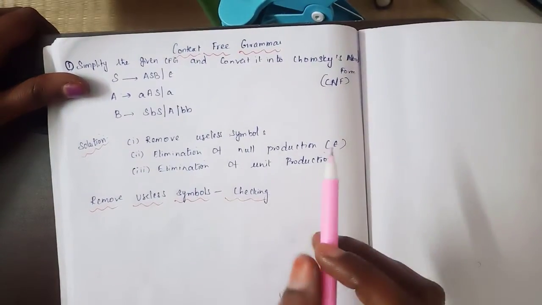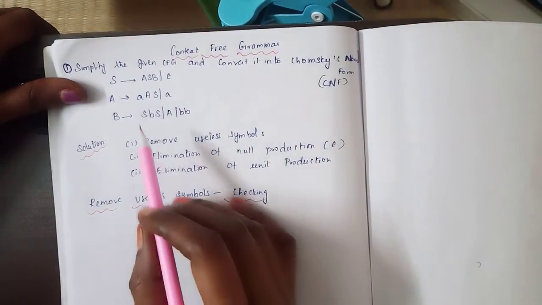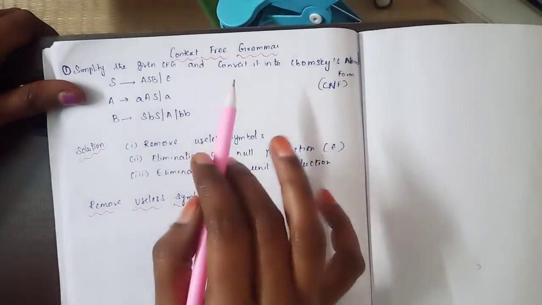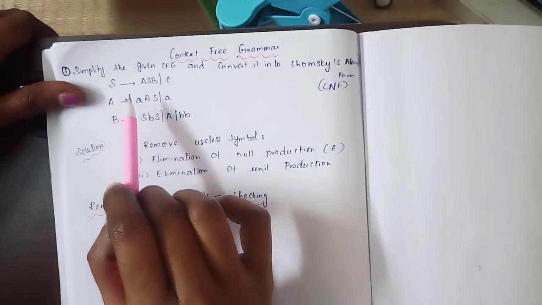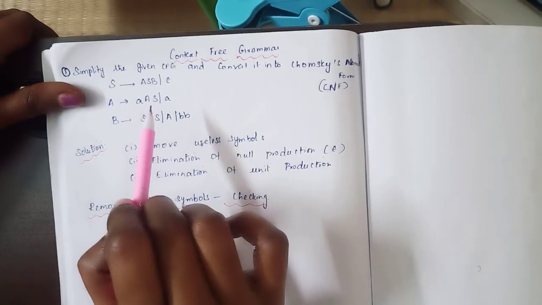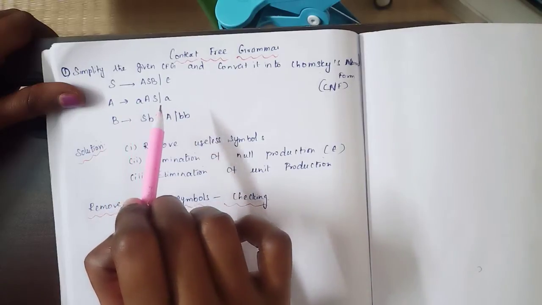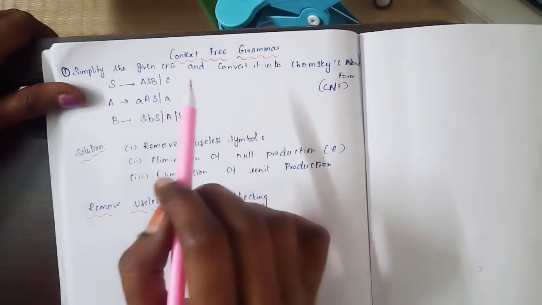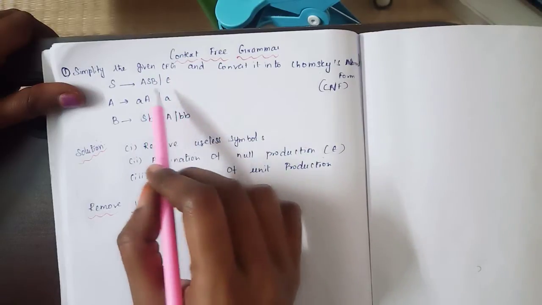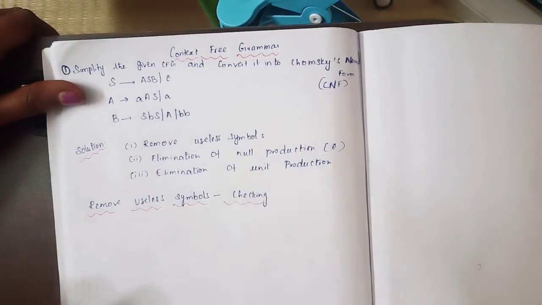So here, first we will check whether a useless symbol is available in this particular grammar. If so, we have to eliminate it. So what is a useless symbol? Whenever we want to find whether a particular grammar contains a useless symbol, we have to check what are all the generating and reachable symbols from this CFG.